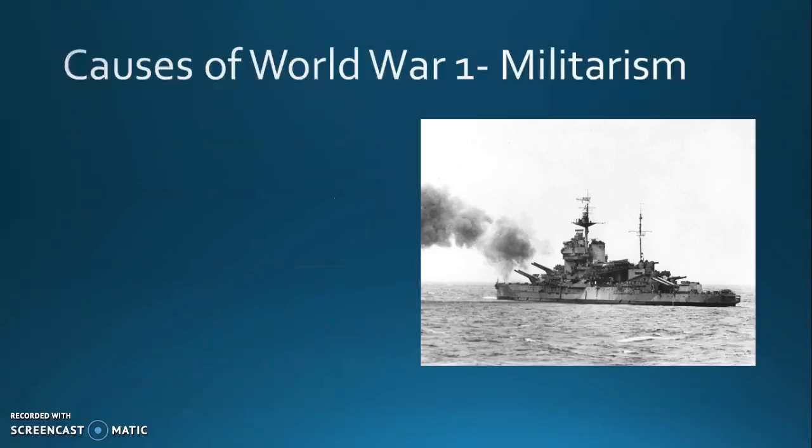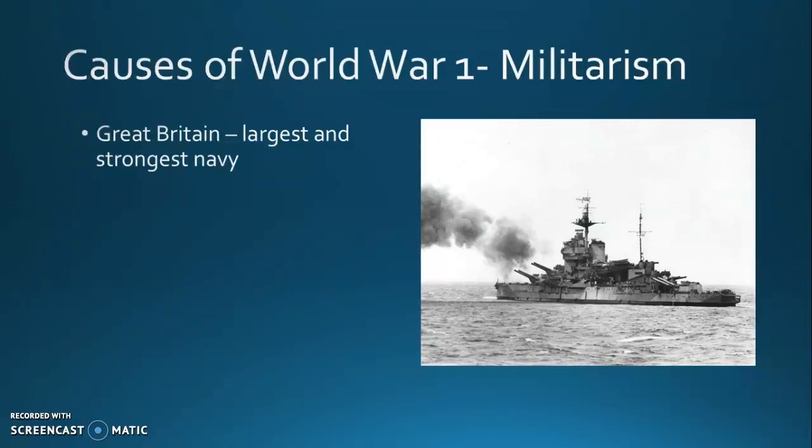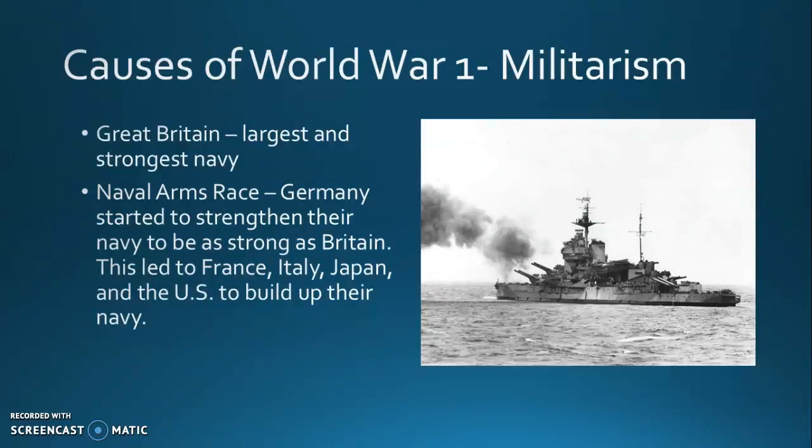So, for example, Great Britain had the largest and strongest navy in all of Europe. Germany saw this and wanted to build up their navy. This led to Great Britain expanding their navy and becoming even better. That didn't go unnoticed. The United States, France, Italy, and Japan also decided to strengthen their navy to compete with Britain and Germany.